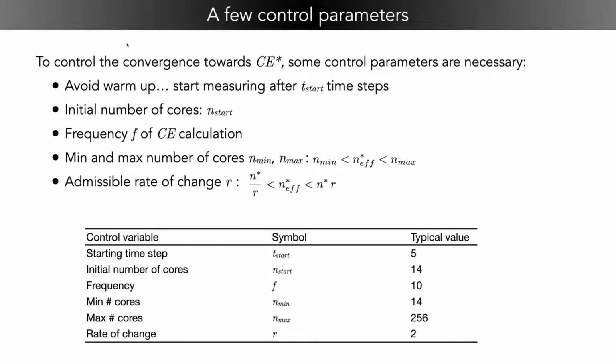Apart from this range, we have to define some parameters for the simulation. We start after a certain number of time steps to avoid the warm up of the simulation. We have to prescribe an initial number of cores, and a frequency during which we are accumulating communication efficiency, because we cannot do it at each time step. Then there are the min and max number of cores. Of course, your system is limited, so you have to limit the number of cores admissible to your simulation. We also control the rate of change, because the formula is not perfect, so we won't let the simulation change according to the formula without limiting the rate of change of the number of cores. So these are a few parameters.